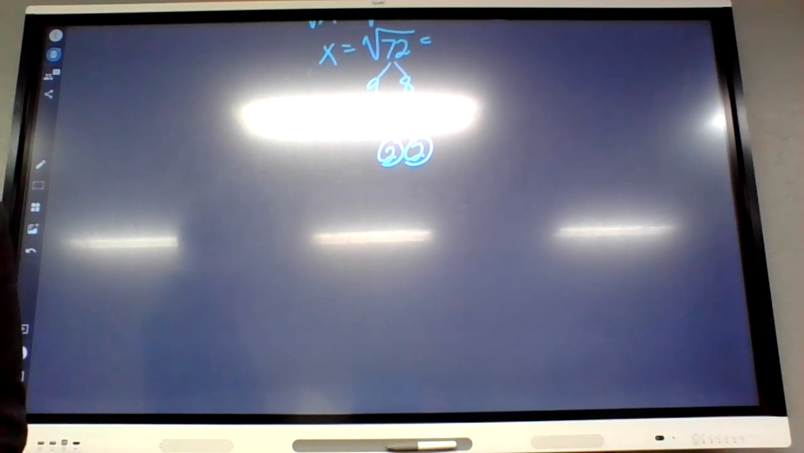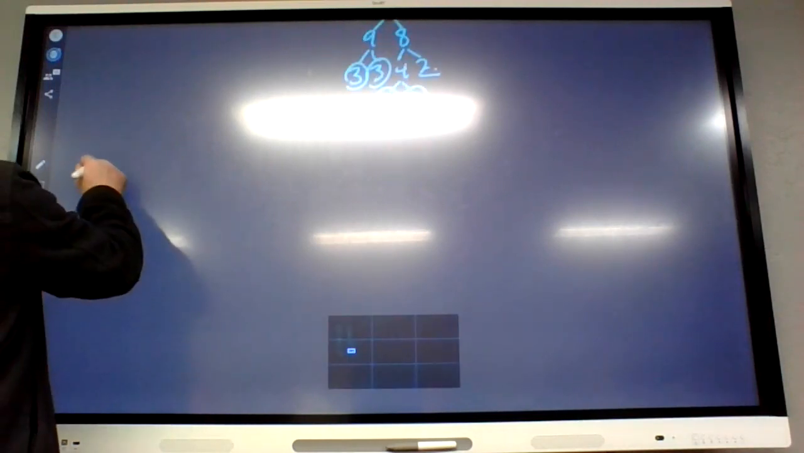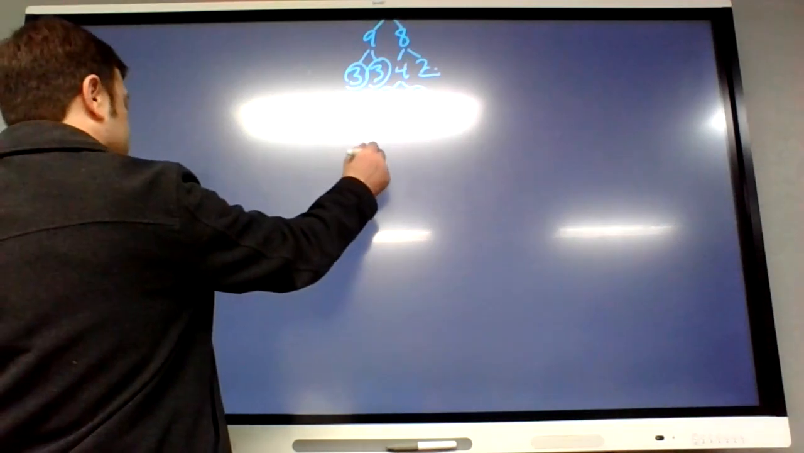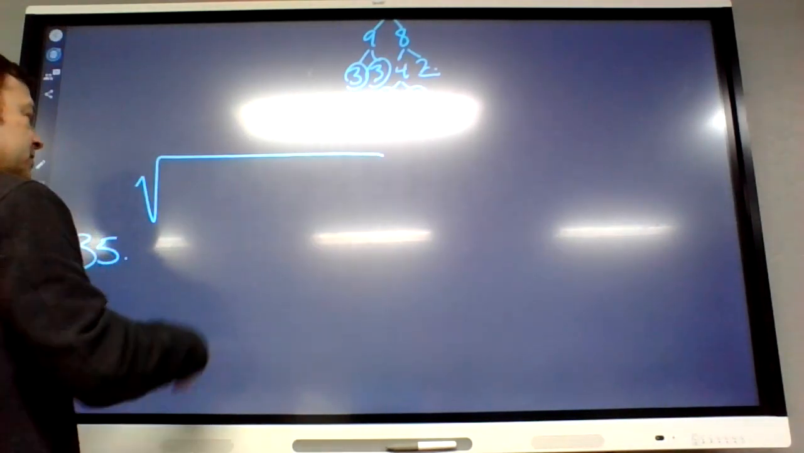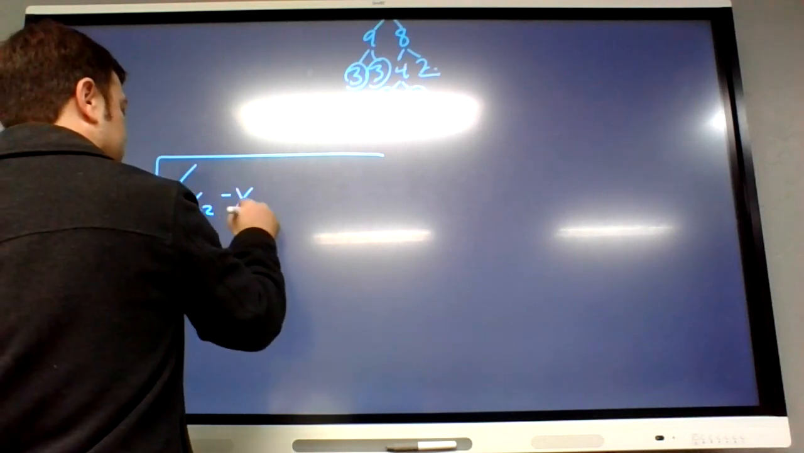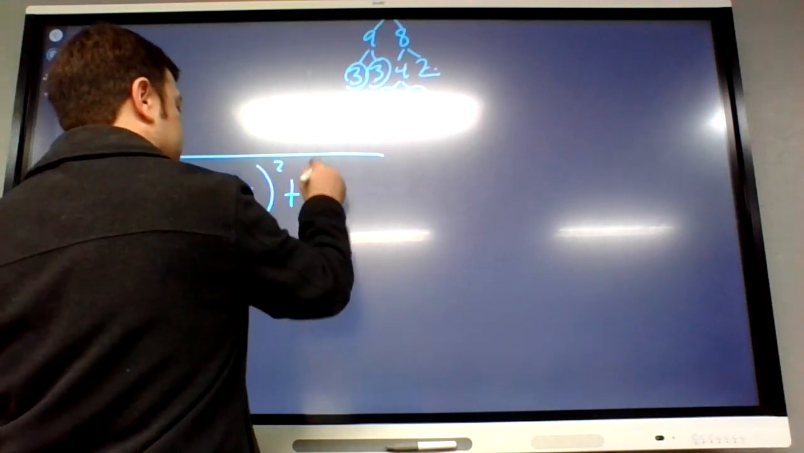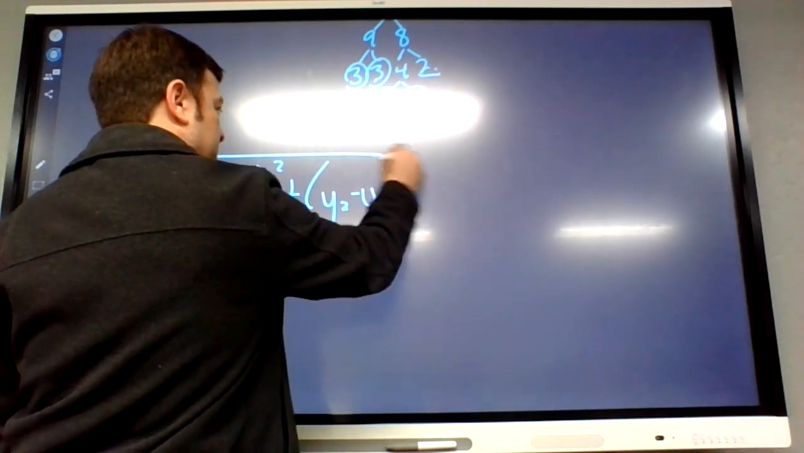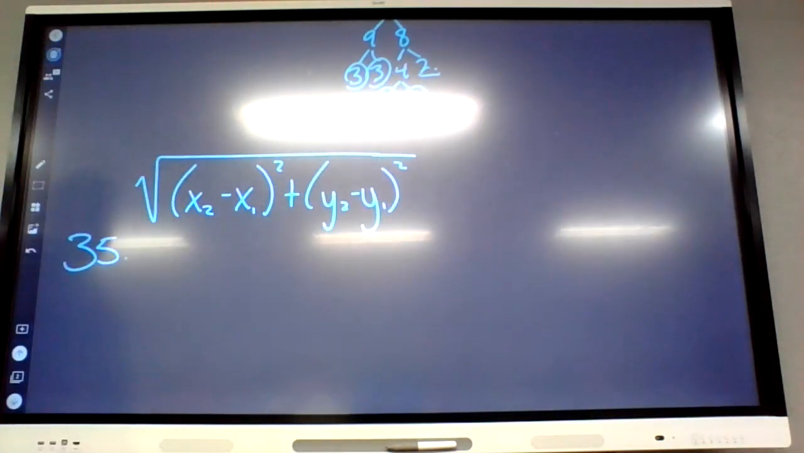Okay, 35, the distance formula. You guys will not have to have this memorized until next year at least. So this is the distance formula. You guys remember doing a couple of those? Yes.